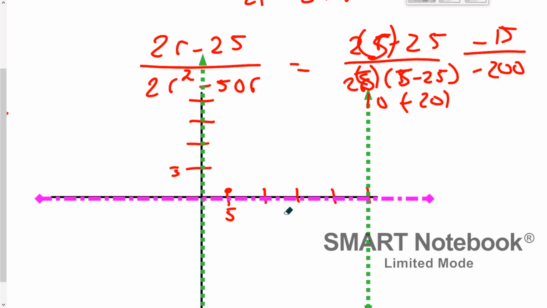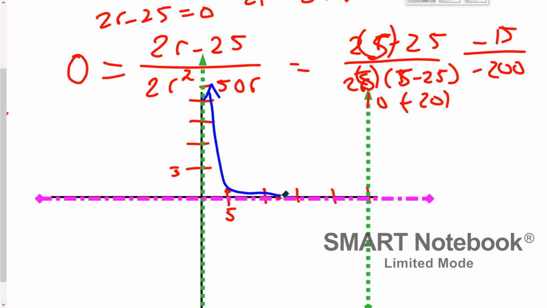If we want to see if it crosses, we set this equal to our horizontal asymptote, which is 0. Multiply both sides, so we get just 2r minus 25 equals 0. Add 25 to both sides, divide by 2, so that's 12 and a half. So 5, 10, 12 and a half, so somewhere about right here it crosses. We can see that it's probably going to go up this way, and then probably crosses and comes down to this one. If we plug in more numbers, we can see that.